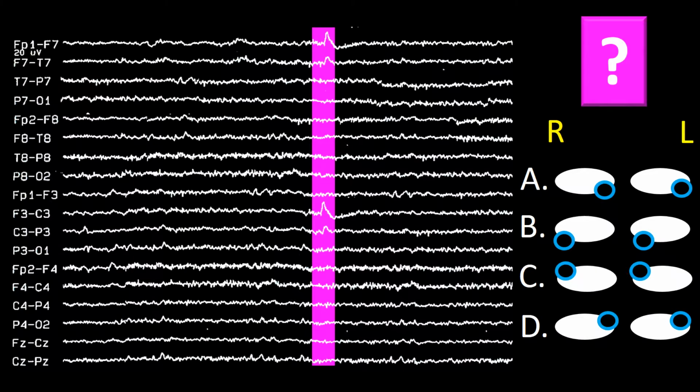Next question. Look at this epoch and choose the best answer from the four possible answers. Take a few seconds and try to figure out before you go to the next frame. You can stop the video at any point.